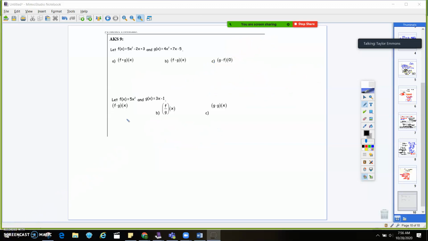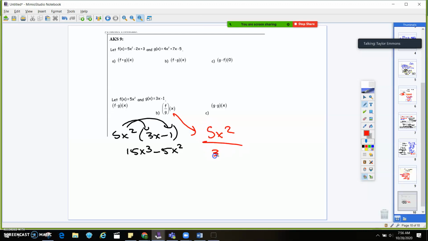We have f times g. So we're going to take f and we're going to multiply it times g. So when we distribute this out, we're going to get 15x cubed minus 5x squared. On b, we have f divided by g. So remember, for b, we've got f divided by g.